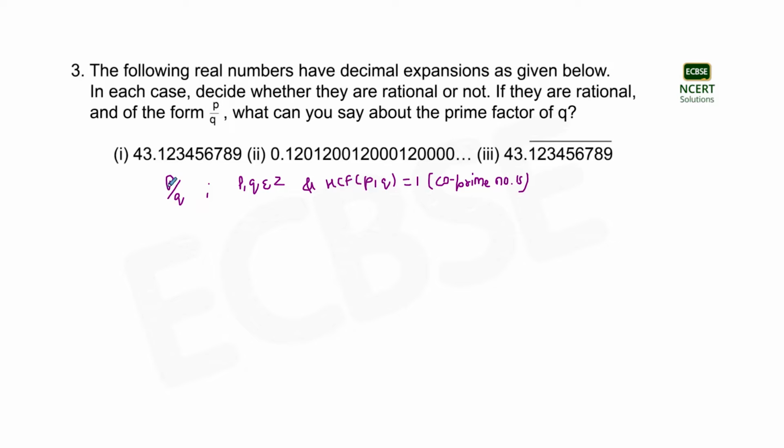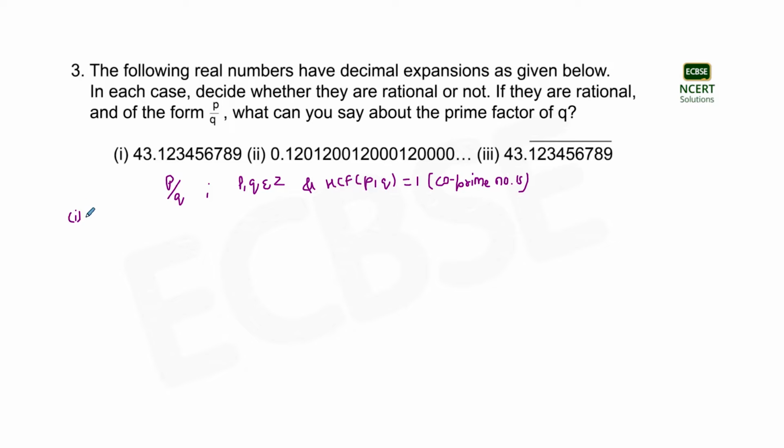That is, the number which can be expressed in the form p by q, where p and q are integers and their HCF is equal to 1, that is, they are co-prime numbers, only that number will be called a rational number. A number which cannot be expressed in the form p by q will be called an irrational number. And if a number appears to be rational, we have to comment on the prime factors of q, that is, the prime factors of the denominator.